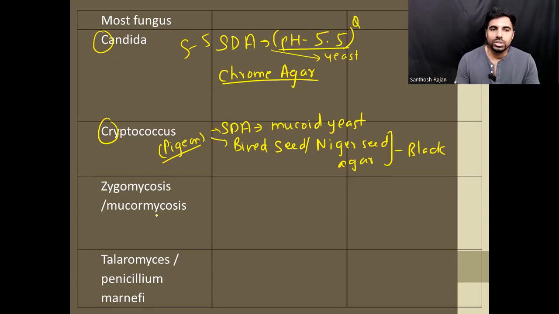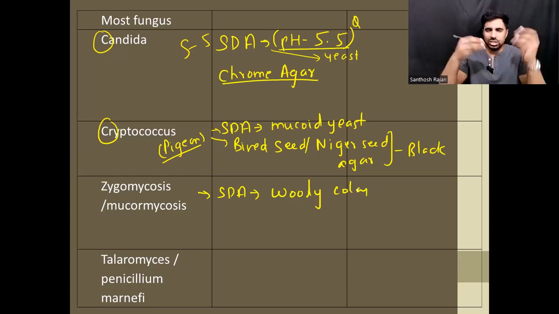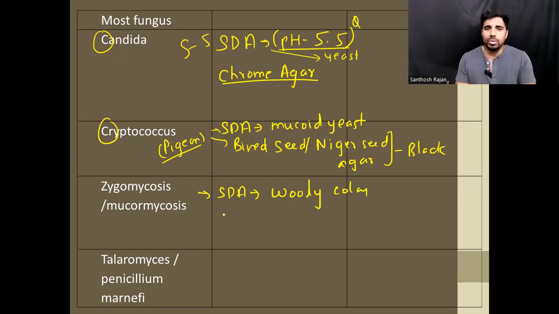Zygomycosis and mucormycosis. In zygomycosis and mucormycosis also, what happened? If you grow in SDA media, they have what? Woolly colonies. Very woolly colony. You'll remember woolly, because they lift everything up. Okay, woolly colonies. But one more important thing: usually initially it's white color. Later on, due to the black color pigment, you'll have what? Salt and pepper appearance. That's what I want to bring here. Mucormycosis, salt and pepper appearance.